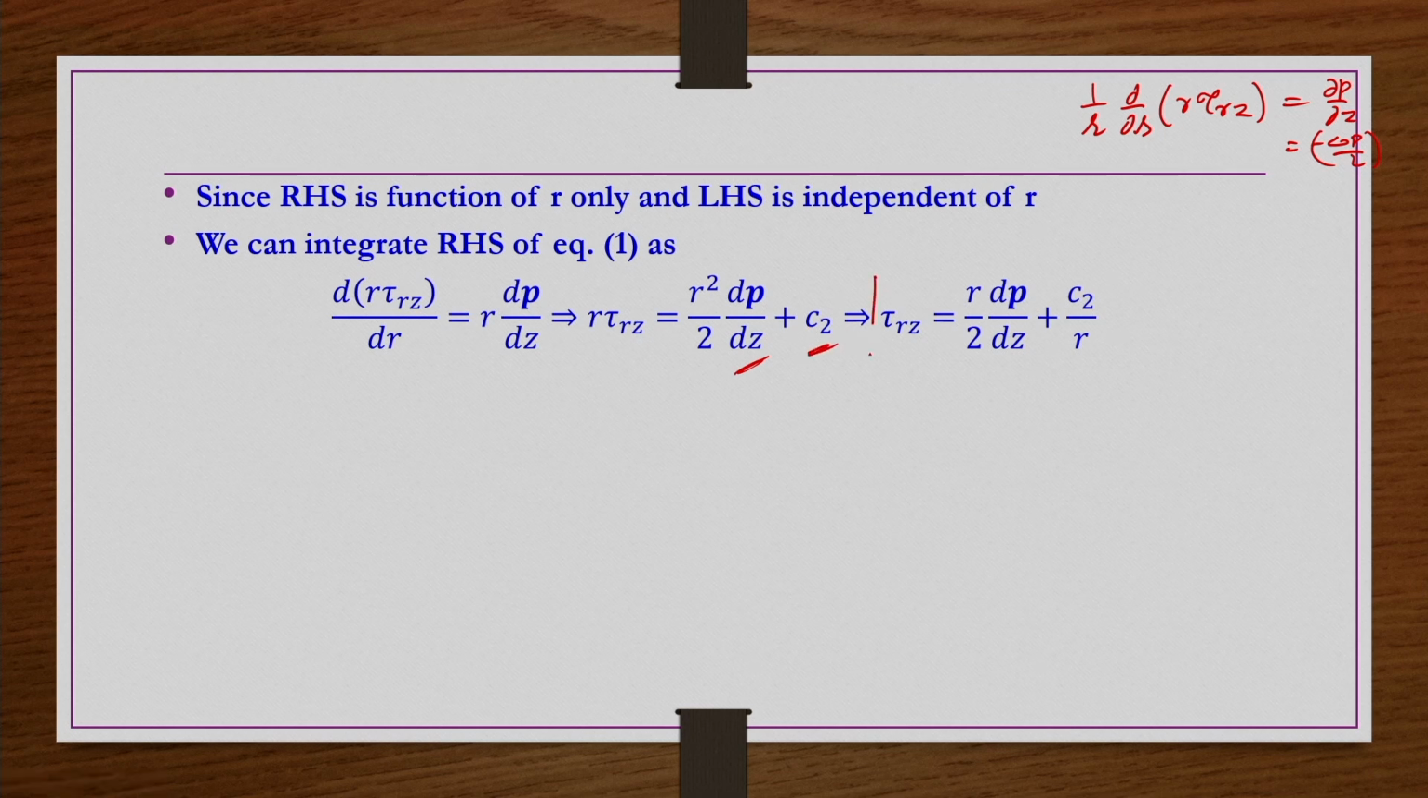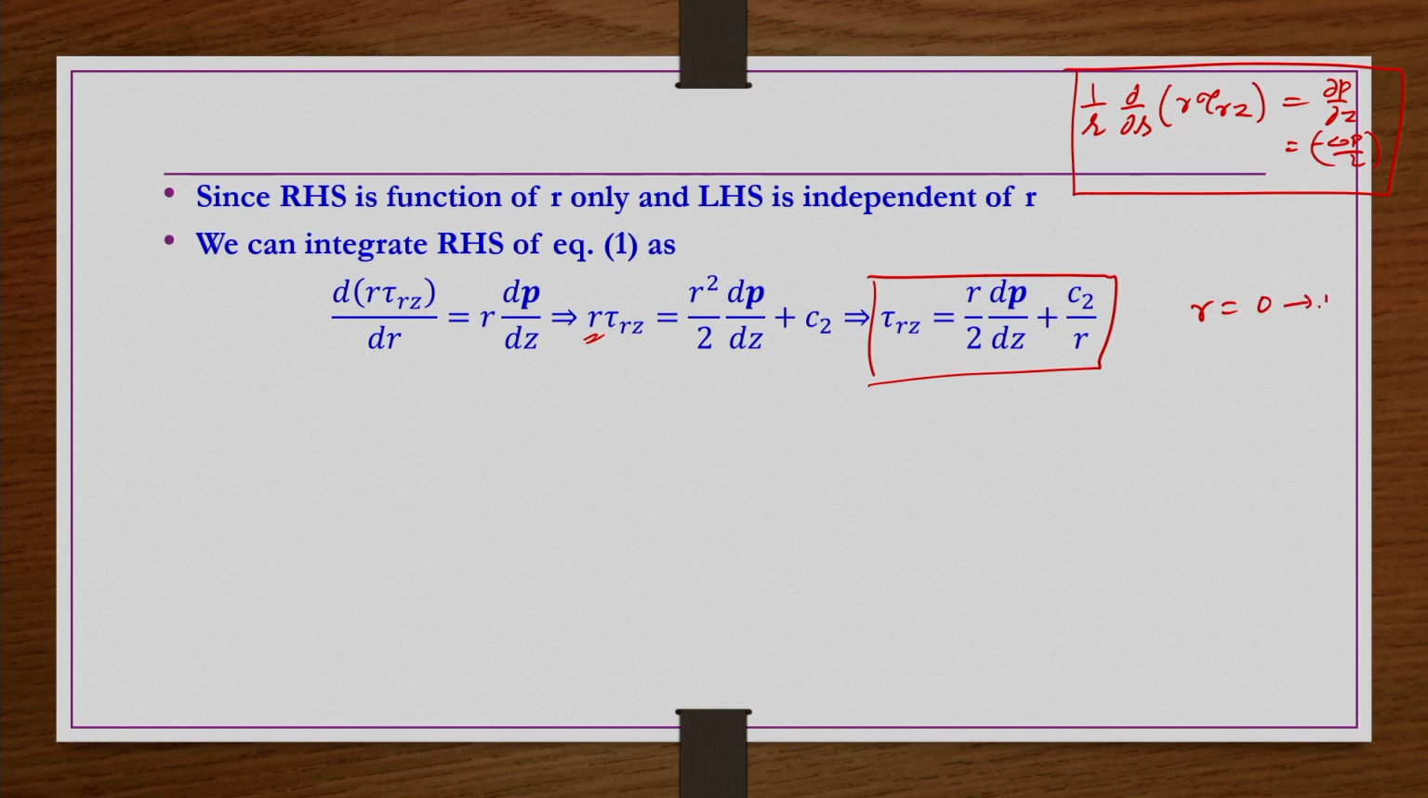So, then what you get? Tau rz is equal to r by 2 dp by dz plus C2 by r, right. Now, this r is varying between 0 to capital R. So, if r is equal to 0, then what happens? This constant by 0 is not going to be defined, it's going to be infinite. So, that is not possible.